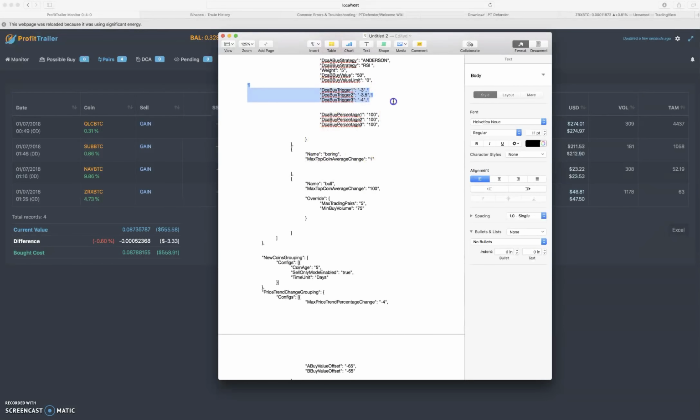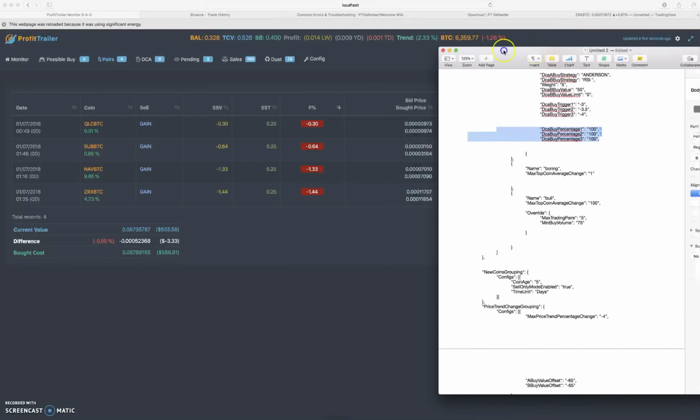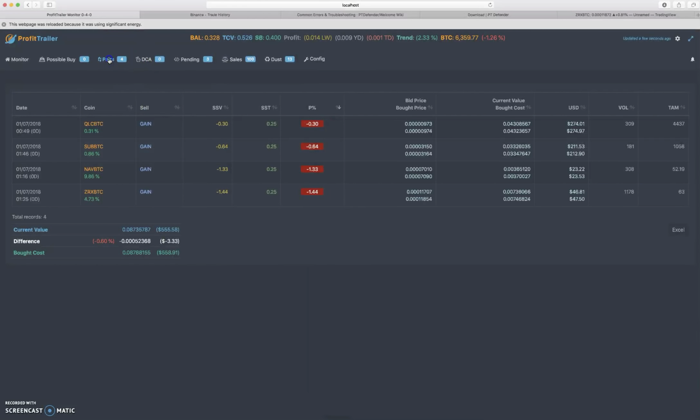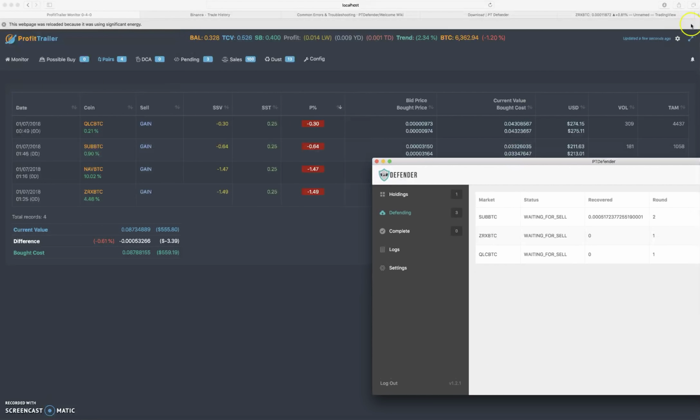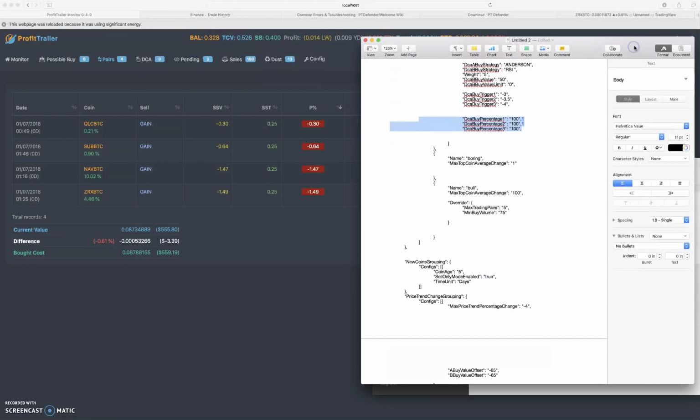I'm using my DCA buy triggers. I'm using Anderson for DCA. If your DCA values or DCA buying strategies are too conservative, it's very likely that you will end up in this waiting for buy or waiting for sell state if your sell strategies are too conservative. So it all has to do with Profit Trailer. So I hope this clears it up. I really hope this clears up this whole issue.